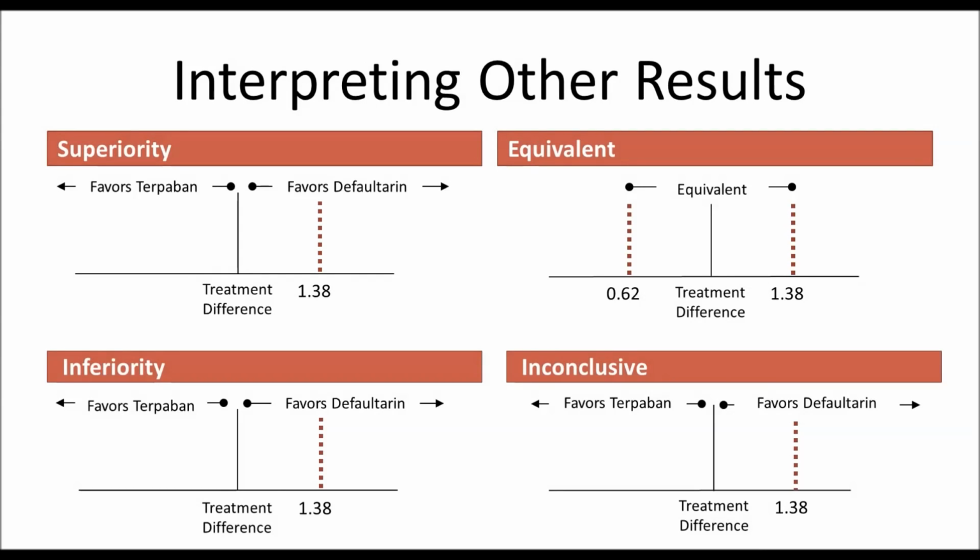Now that we have reviewed the results of the trial, let's review alternate results. If the confidence interval was completely to the left of 1, the results favor terpiban and indicate that terpiban is superior to defaltrin. If the confidence interval is completely to the right of the non-inferiority margin, defaltrin would be considered much better than terpiban, and terpiban is inferior to defaltrin. If the confidence interval is between the equivalency margin, terpiban is considered to be equivalent to defaltrin. And finally, if the confidence interval crosses the delta in any way, results cannot be interpreted, and the trial is considered to be inconclusive.